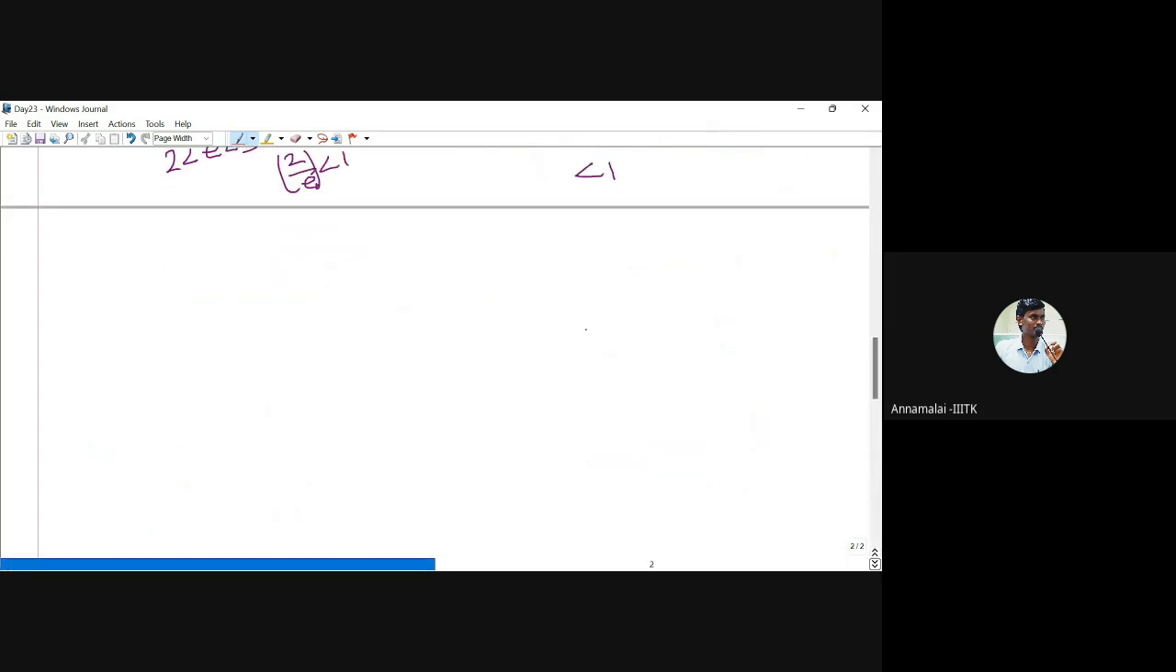Now another problem, the third problem. Suppose f is a function from R to R which is strictly increasing. F is a function from R to R, a strictly increasing function.